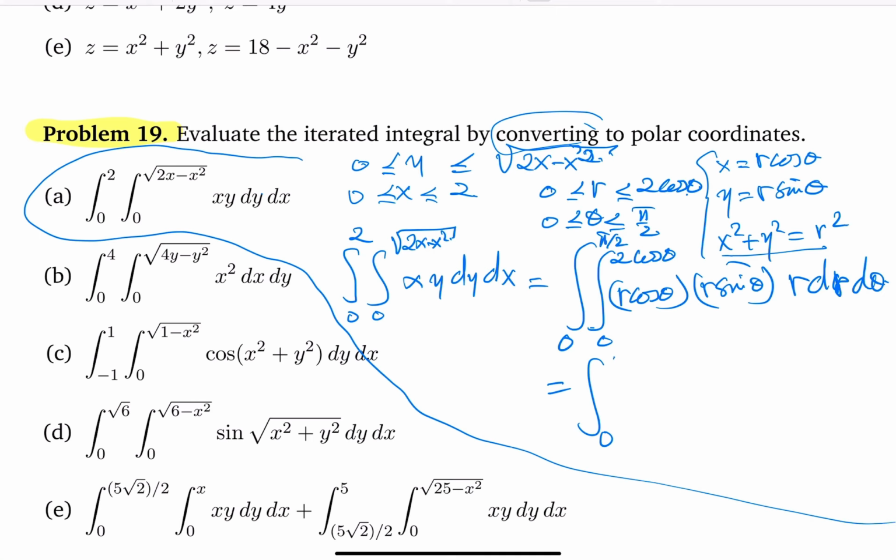Here you have theta from 0 to pi over 2, and r from 0 to 2 cosine theta, and then you have r to the third, because it's r times r times r, 1, 2, 3, that's why it's r to the third. Then you have cosine theta, sine theta, and then dr d theta, and you can solve it here. It's easy. Okay, and do the rest.